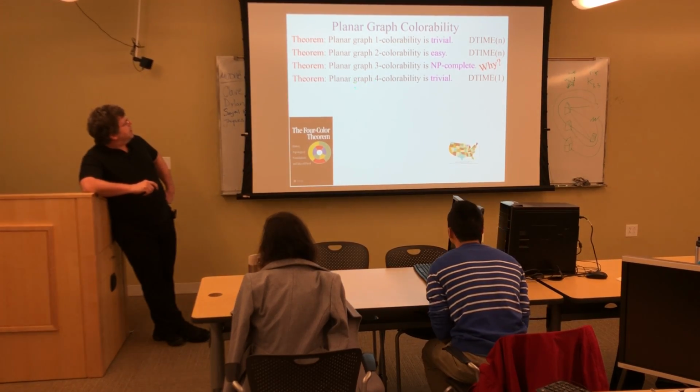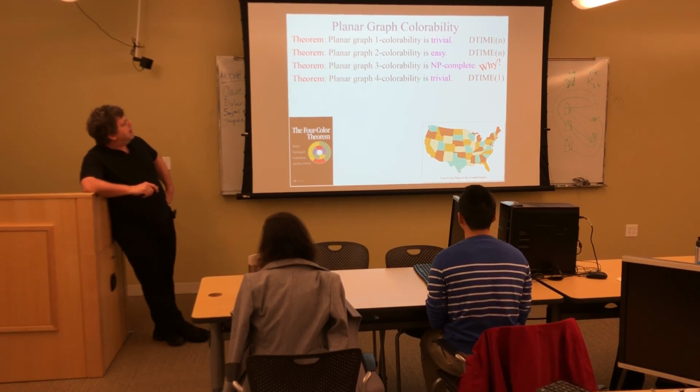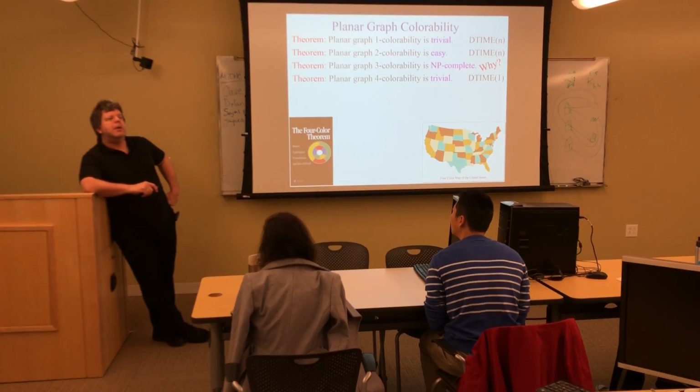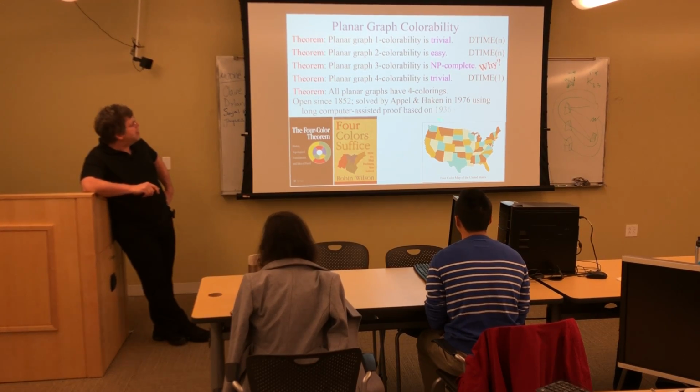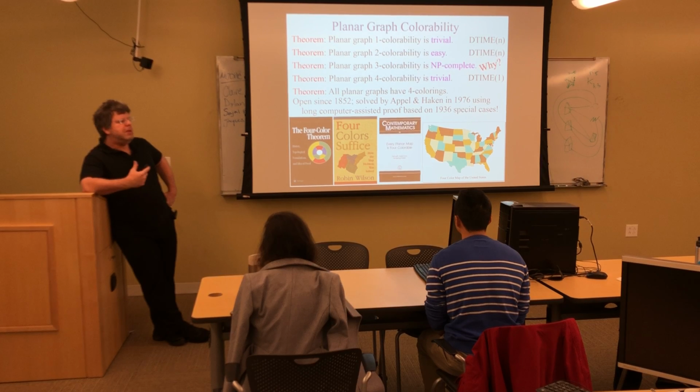Now, it turns out that planar graph four colorability is easy again. I shouldn't say easy, but it comes from a very deep theorem. That's what makes it easy. But the theorem is very deep. The theorem says that every planar graph is four colorable. That's not easy at all to prove. It took almost 2 centuries to prove that one to all of mathematics. All planar graphs have four colorings. It's been open since 1852 and was only solved in the 1970s, 100 years plus later. And even then, the proof was thousands and thousands of pages long. It was a computer-generated proof.